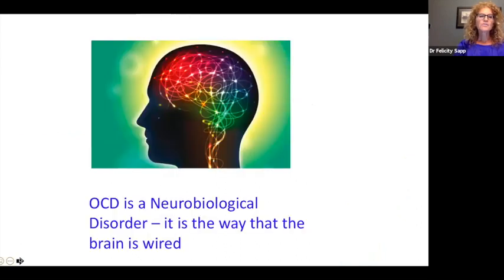First of all, I want them to know that OCD is a neurobiological disorder. What that means is that it is the way the brain is wired, the way the brain has become wired at this time. And this really takes away fault. It's not the parent's fault. It's not the child's fault. It's just the way the wiring of the brain has come together at this time.